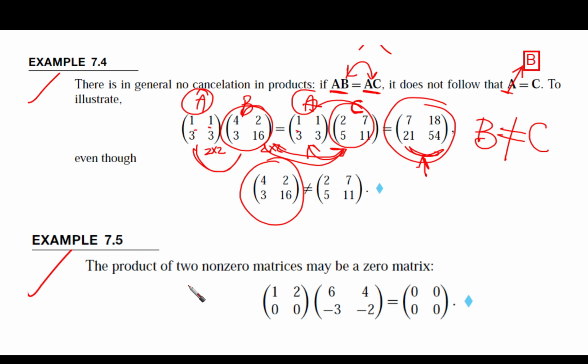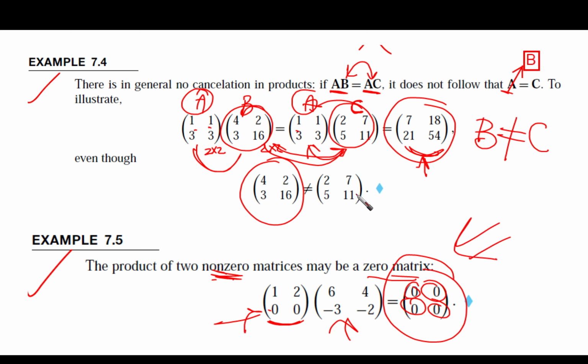The product of two non-zero matrices, that's important, may be a zero matrix. For example, this non-zero matrix 1 2 and 0 0, but take care that there is a row of zeros here. This is a key, but later I'm going to talk about this. And the other one is the matrix 6 4 minus 3 and minus 2. If you multiply this, you're going to find that all the elements are 0 in the multiplication, even though this is not 0 and this is also non-zero. I mean that all the elements are not 0, but the multiplication brings 0. It's totally different than number multiplication, right?